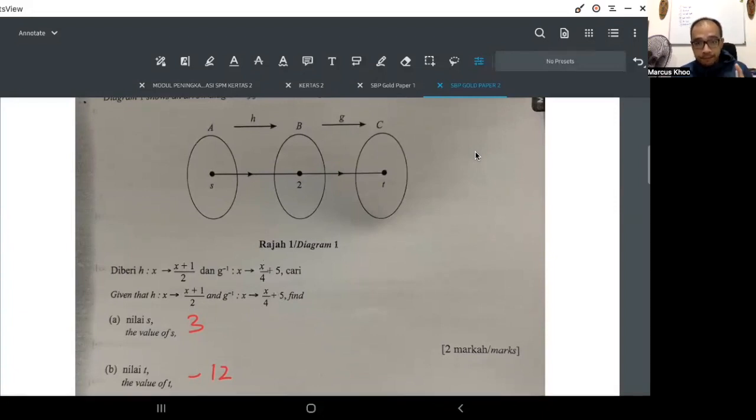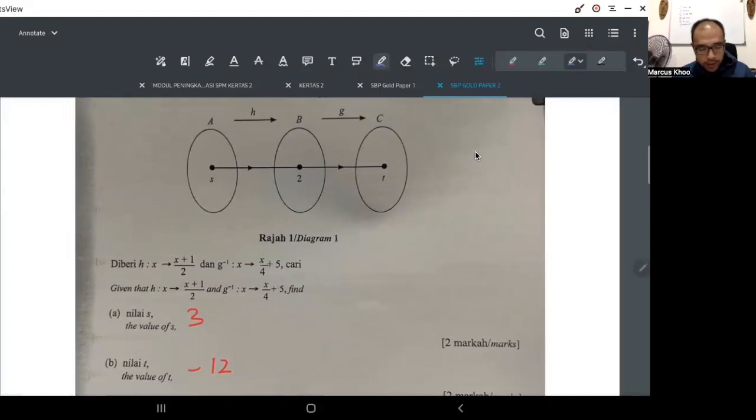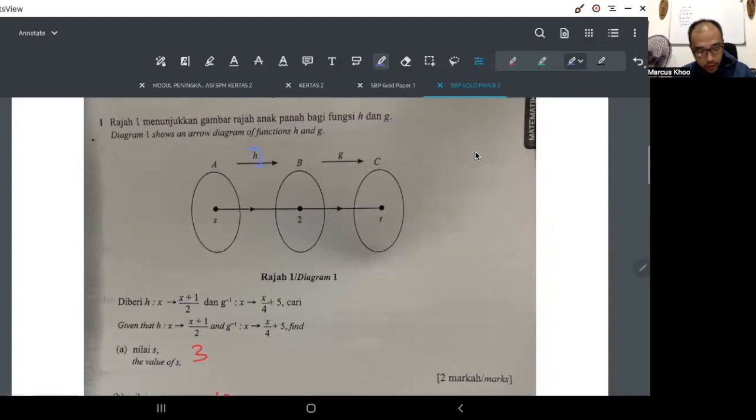But actually, what we can know from this is the order of this. So this is the function of H, so we can say that H(s) equals 2, because the object is s and the image is this one. If we substitute the s over here, we will have (s plus 1) over 2 equals 2. You can find the value of s, and you get the value of 3.